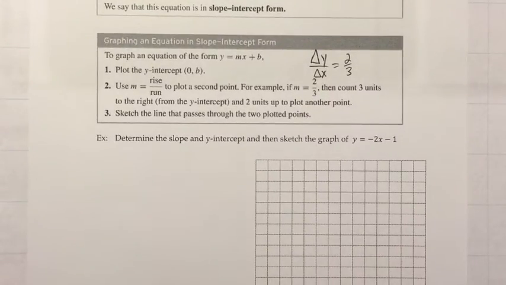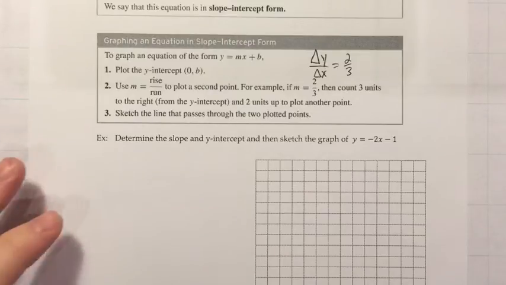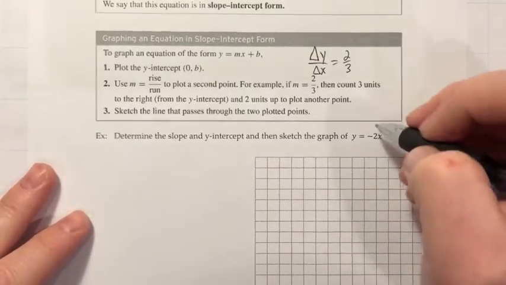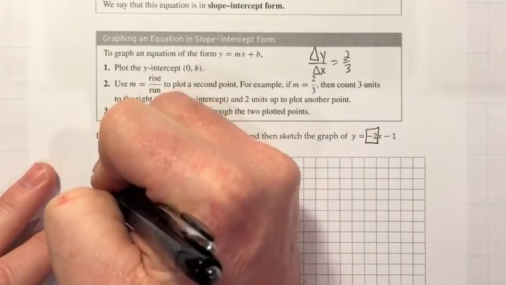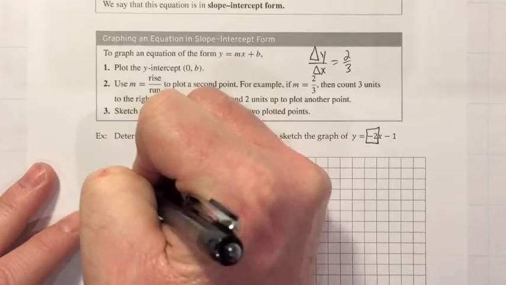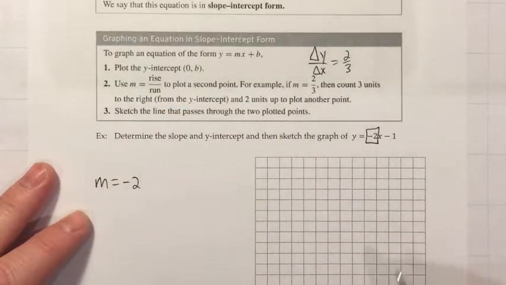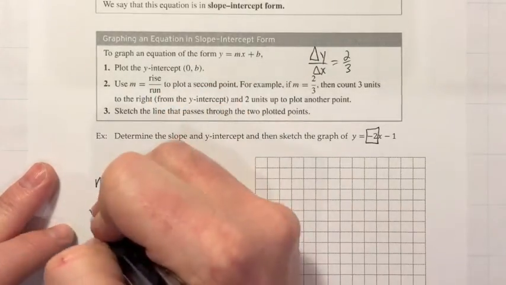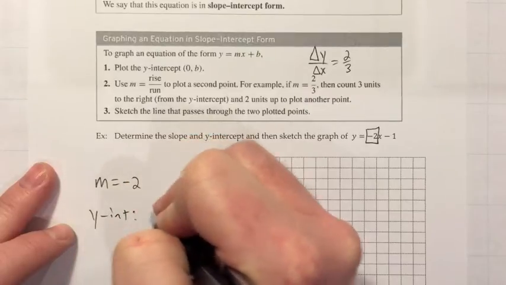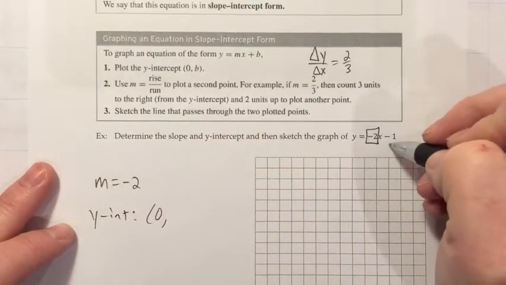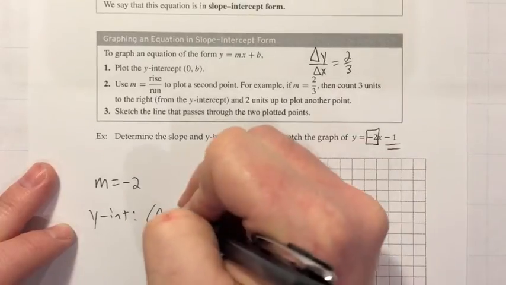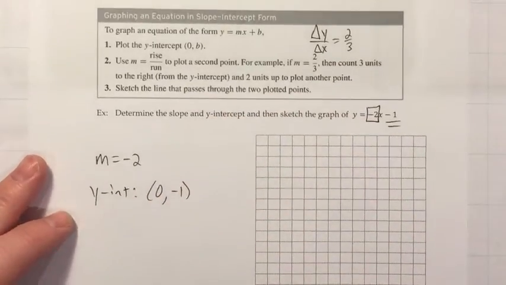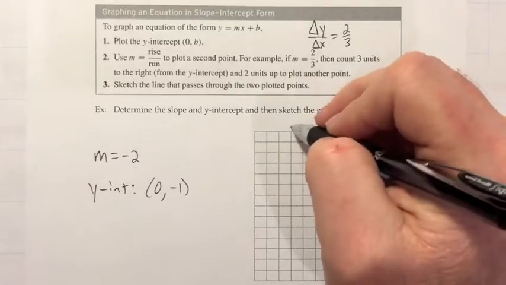Determine the slope and the y-intercept, and then sketch the graph of y equals negative 2x minus 1. So the slope is whatever is in front of the x, which would be that piece right there. So the slope, or m, is negative 2. And then the y-intercept is always 0 comma something. So 0 comma what? Whatever the constant is over here, including the sign. So 0, negative 1.